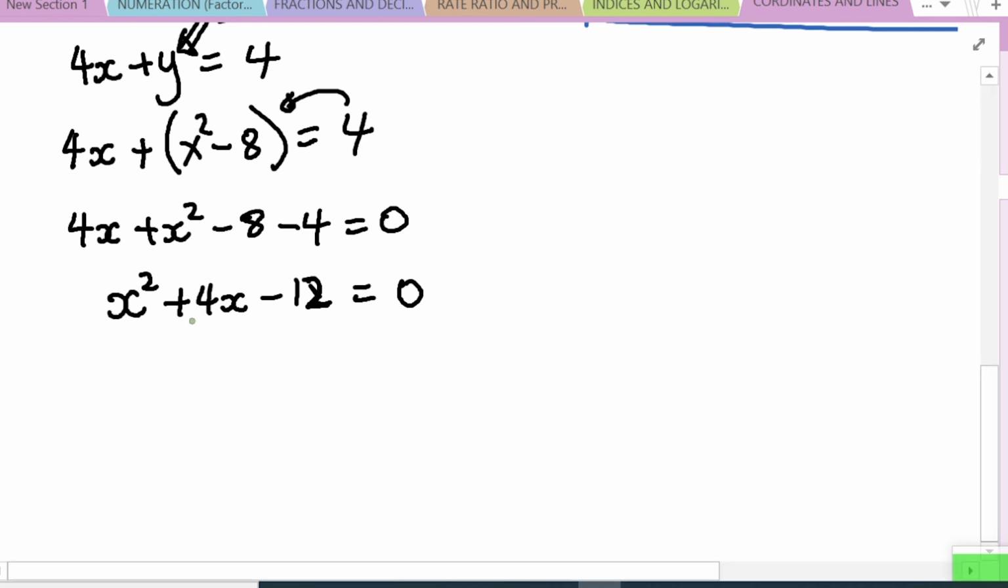So from here, let's factorize this. Factorizing this means we are going to find two numbers, one giving us a sum of positive 4 and a product of negative 12. Two numbers that when we multiply them give us negative 12. So what are those two numbers? We have 1 times 12, 2 times 6. 2 times 6 gives us 12. If I make the 2 negative, negative 2 times 6 gives me negative 12, and negative 2 plus 6 gives me positive 4. So we shall go with these two numbers.